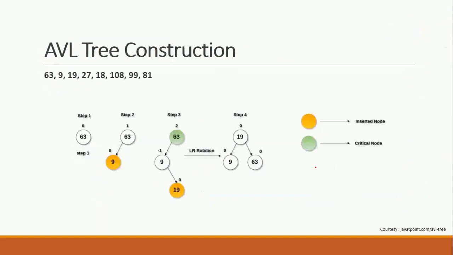We'll see one example of AVL tree construction from the first node itself. Suppose these are the inputs given, and we have to insert in this order only. First I inserted 63, no problem. Then I inserted 9, again no problem. Once I inserted 19, I got an LR rotation. You can apply the LR rotation, simple, and you get this as the answer. 19 and 9 will go as an LL first, and then 19 will go as the root node. Then we'll keep on inserting.